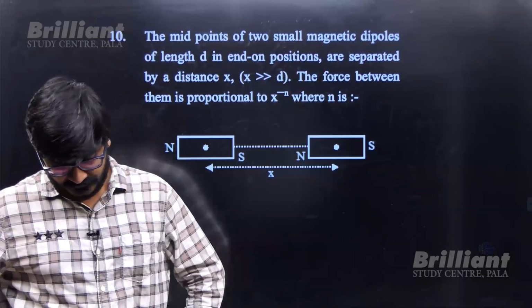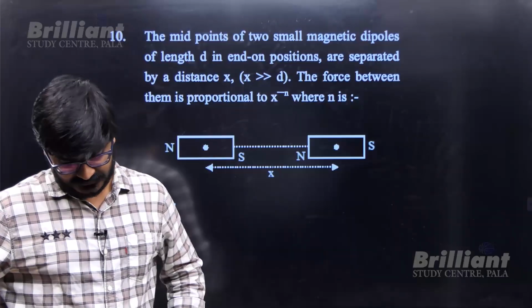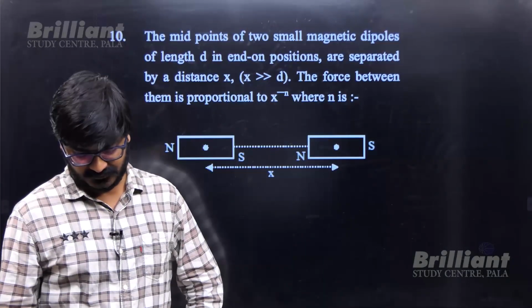The midpoints of two small magnetic dipoles in end-on positions are separated. So what is the force between them proportional to?